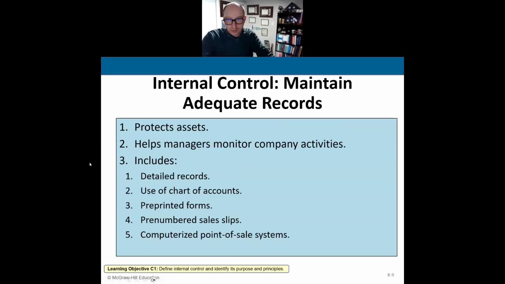Adequate record keeping. The idea here is that we're tracking everything. We're protecting our assets, helping our management, and we're keeping a detailed record of everything that comes in, everything that goes out. We're using the chart of accounts. We're using printed forms, signatures, sales slips, all of those fun things. Okay.